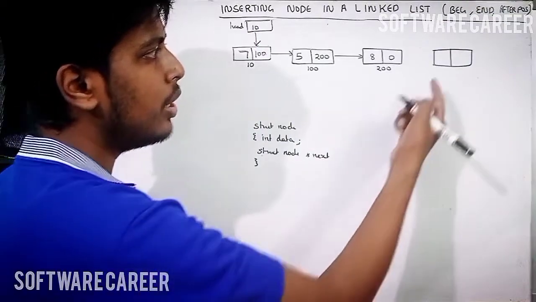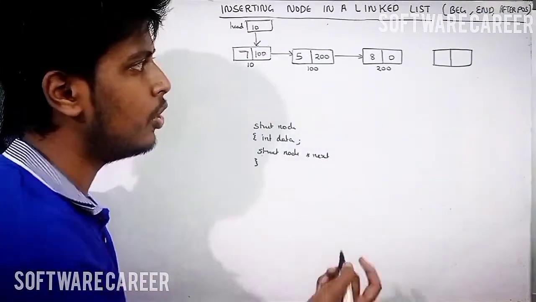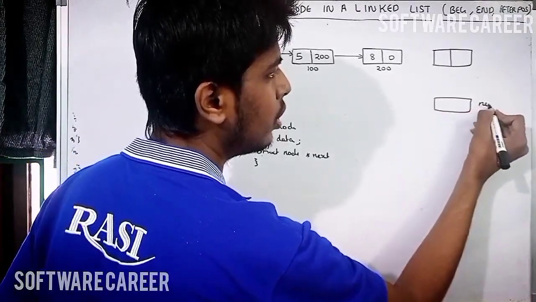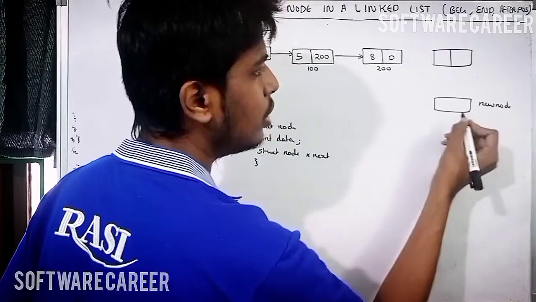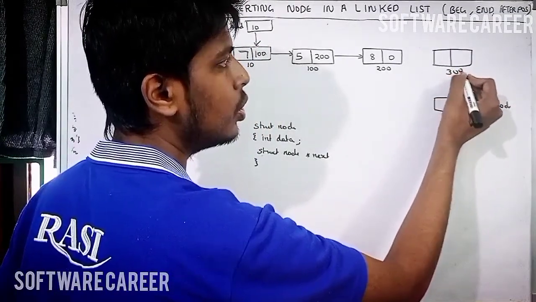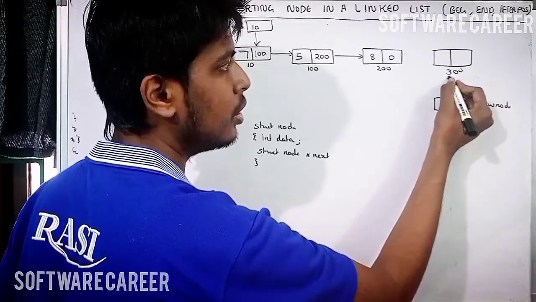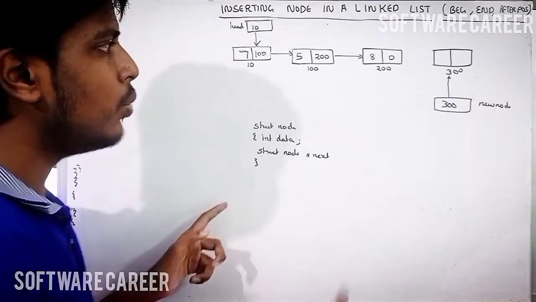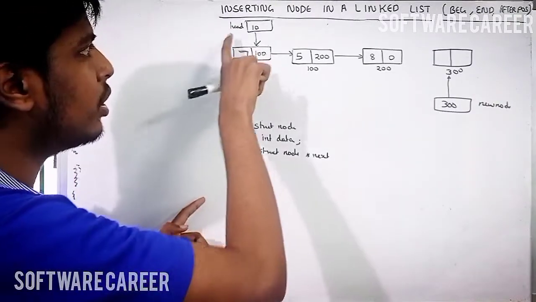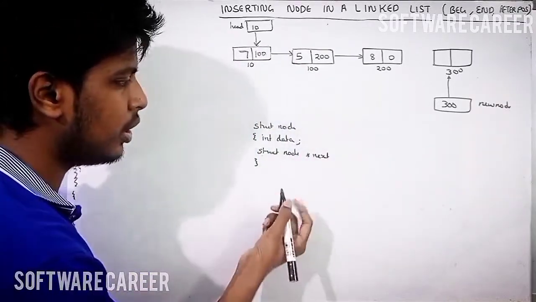Now I need to access that new node. How can I access it? By using a pointer called new node. So I'm creating a pointer called new node. Now let's say the address of this node is 300. So this new node pointer should store 300. Then only this pointer points towards this node. Now how many pointers are there? Two pointers, head pointer and new node pointer. So in the code I should create those two pointers.